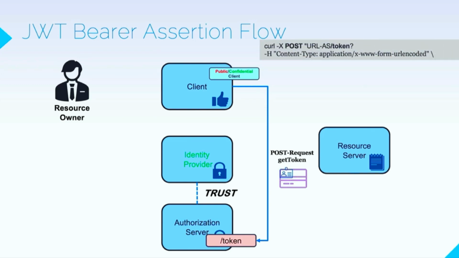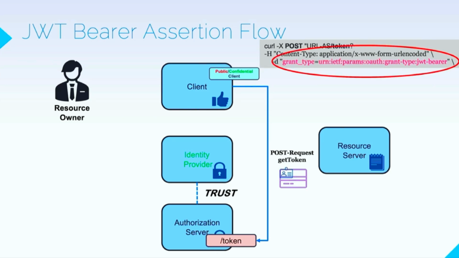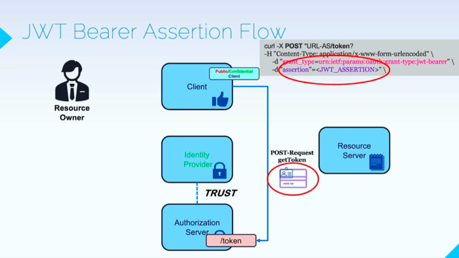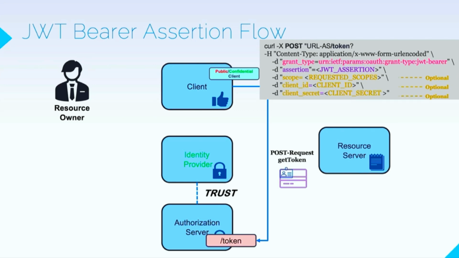The content type is set to URL encoded form data. The grant type is set to JWT bearer, indicating the use of the JWT bearer assertion flow. The assertion parameter contains the JWT bearer assertion to be exchanged. Optionally, the request can include a scope parameter for fine-grained access control. If the client is confidential, credentials such as client ID and client secret are included in the request.